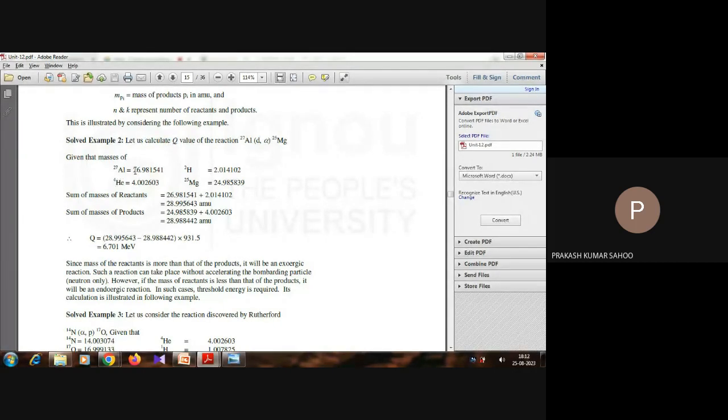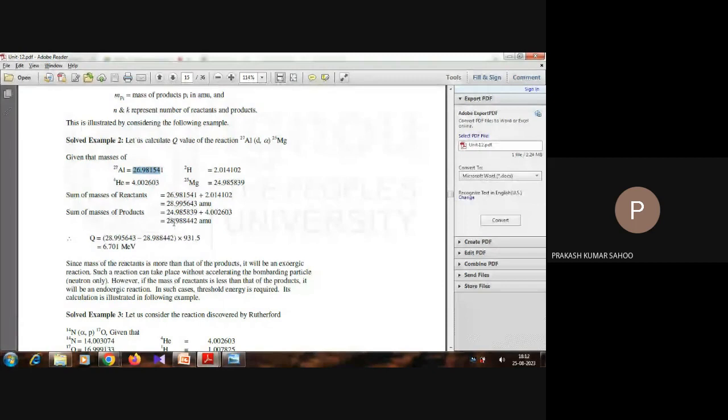Aluminium, its actual mass is 26.98, and helium is 4.002. And this is the equation: when aluminium is bombarded with deuterium, that is H12, magnesium will be liberated. Magnesium is the product with the alpha ray. So what is the mass of the reactant? This is 26.98 of the aluminium plus deuterium 2.01. The net will be 28.something, and for magnesium it is 24, and for helium it is 4.00.